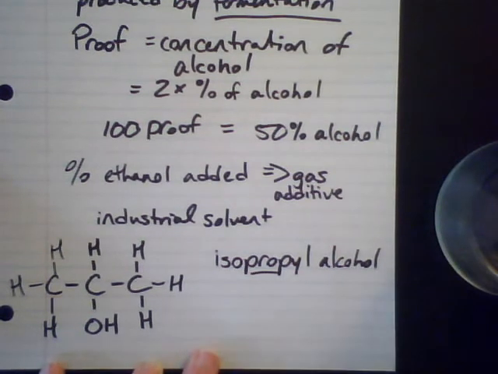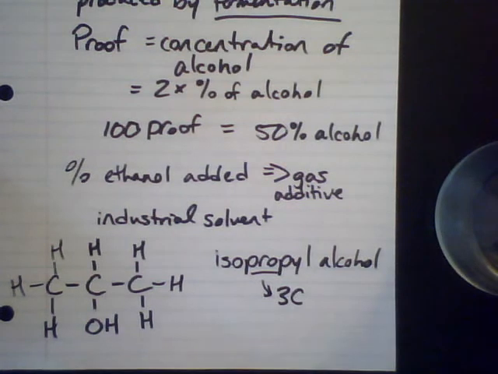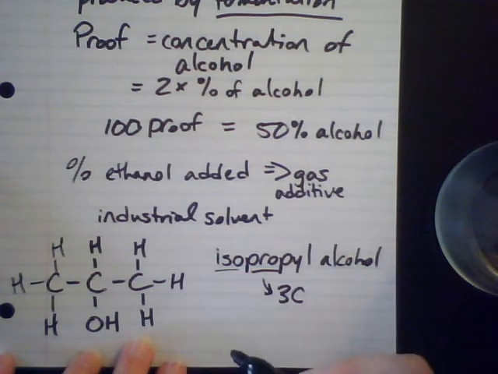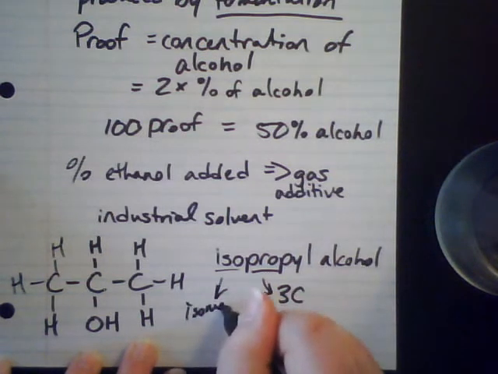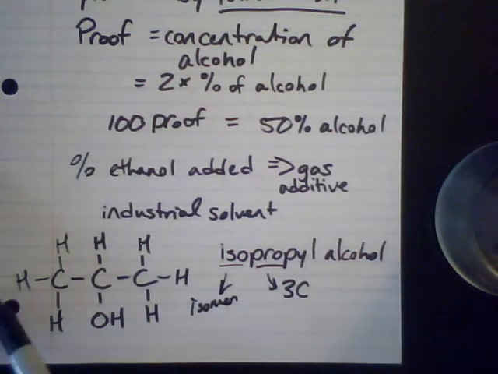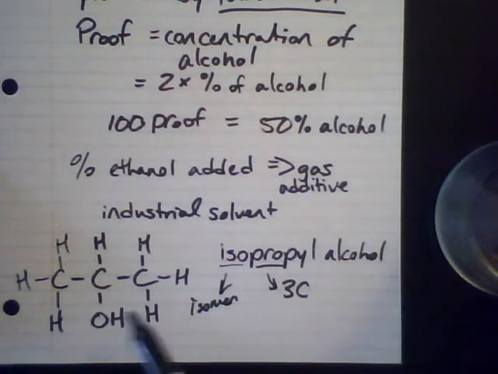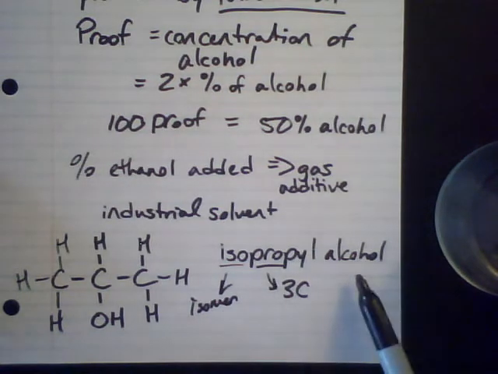So the prop here refers to the fact that there's 3 carbons. Iso means that it's an isomer of propanol. And this is a structural isomer now, so instead of having an alcohol group on the end, either one, I put it on the middle here, so I made it different, right? So same chemical formula, different bonding pattern, different configuration means that it's an isomer. So isopropyl, 3 carbons, alcohol.